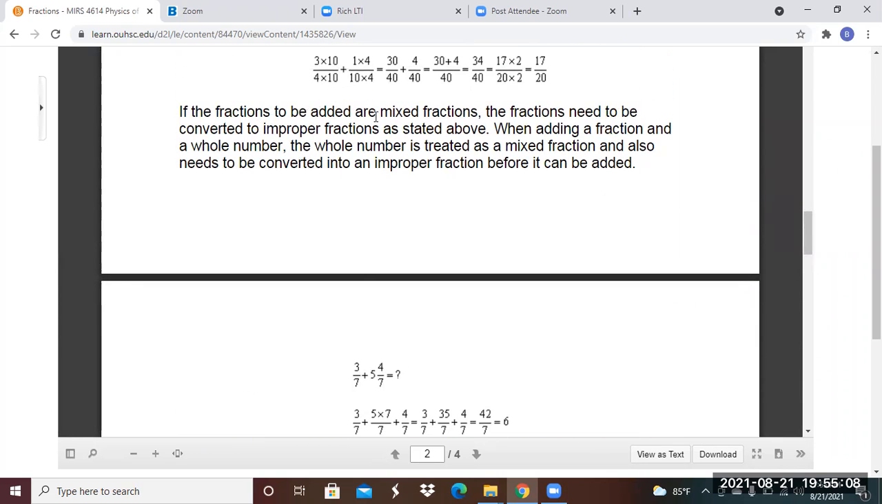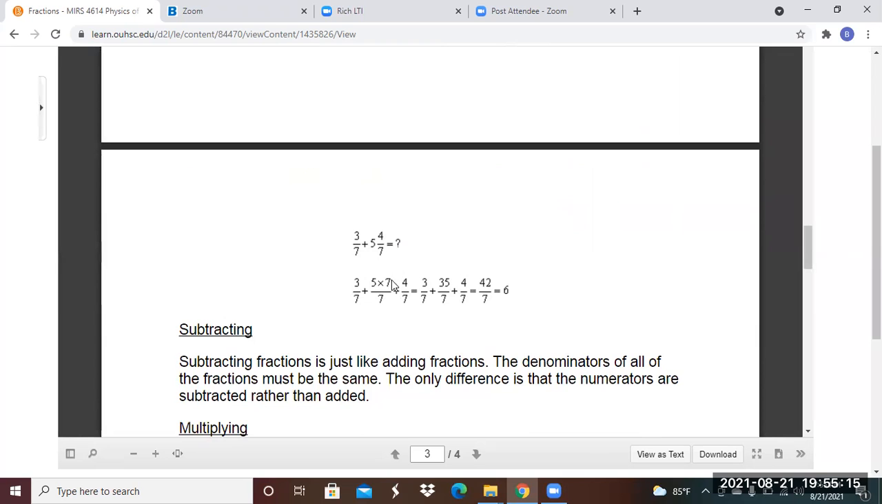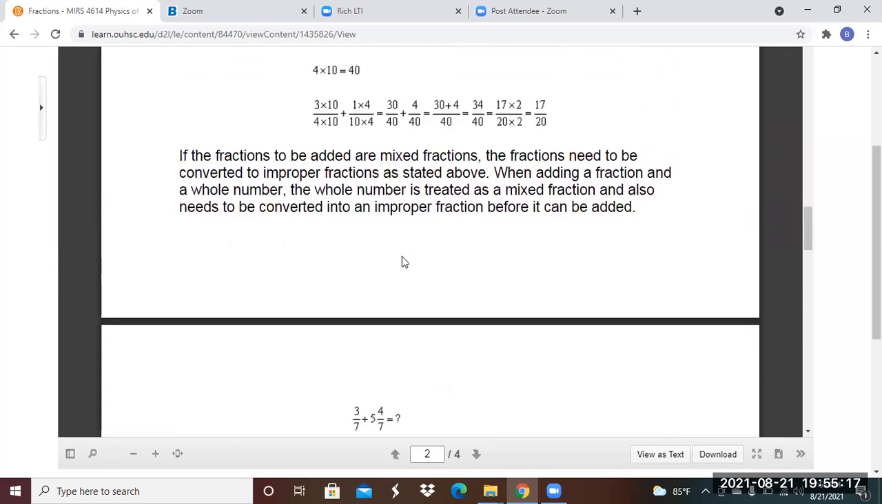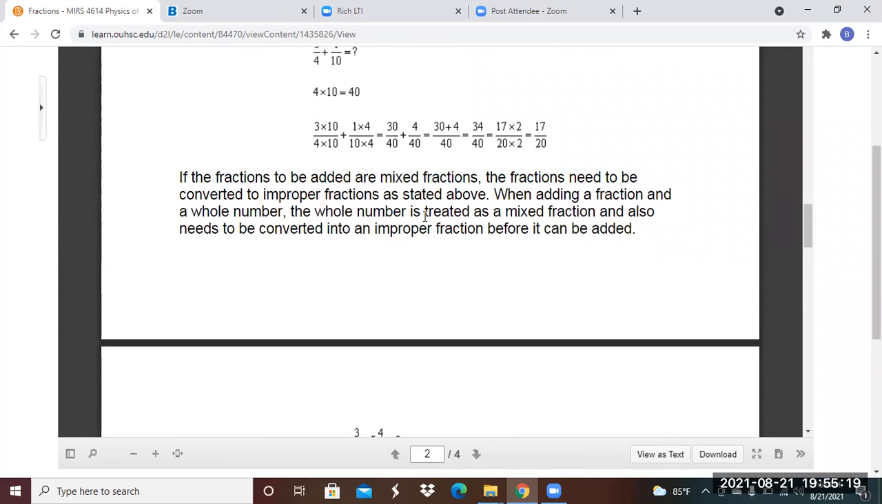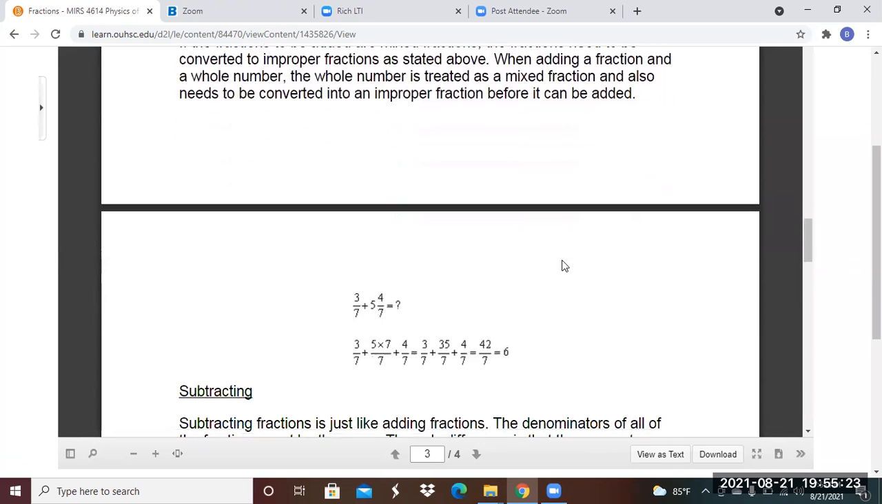So if the fractions to be added are mixed fractions, then the fractions need to be converted to improper fractions, just like they're stated above. And then when adding a fraction to a whole number, the whole number is treated as a mixed fraction and needs to be converted into an improper fraction.